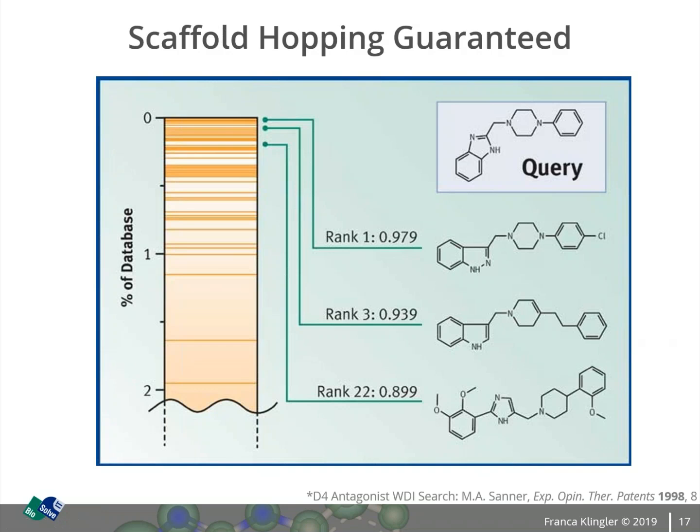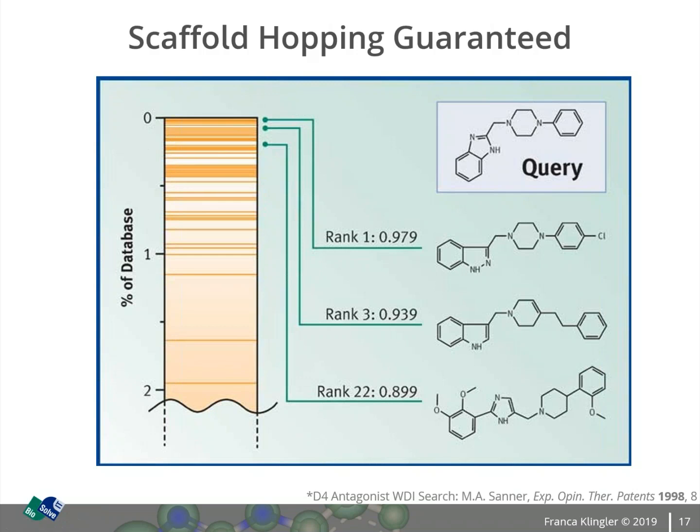So FeatureTrees is a very old algorithm, actually was invented in the 1990s, and people did the first evaluation studies in the late 90s. And so you see here people search for D4 antagonists in the WDI back then, and while screening the first 2% of the database, they found lots of actives. So all the dark lines in here stand for one active D4 agonist.